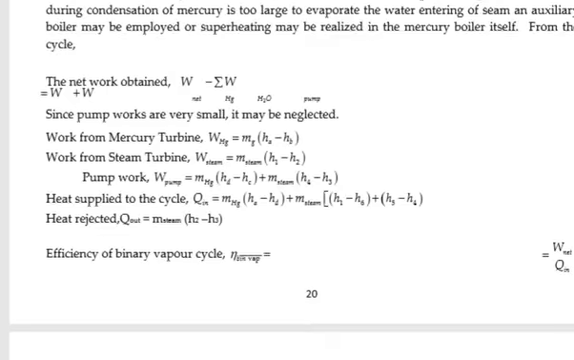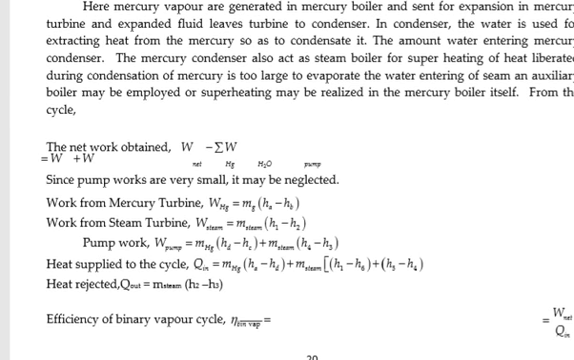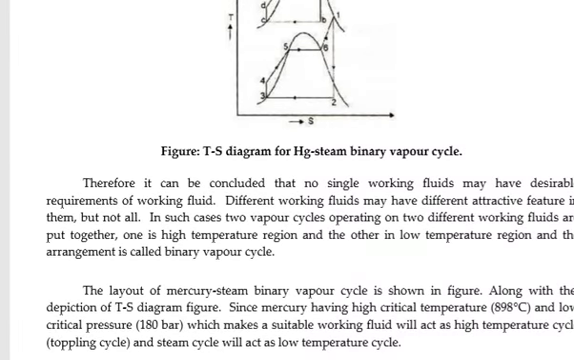That means from the diagram we can conclude how to find the work done. Find the work done from the mercury turbine, work from the steam turbine, pump work, and heat supplied. And this is the line given for the work from the mercury turbine. It is given with this equation, and then putting in the values, we will get the heat rejected. This is the heat rejected area in this case.